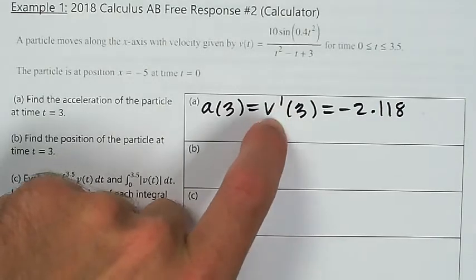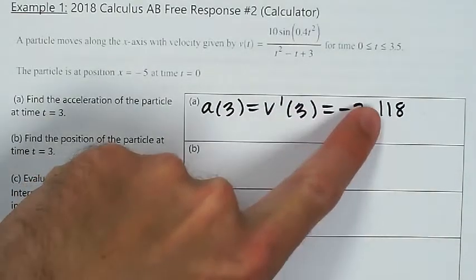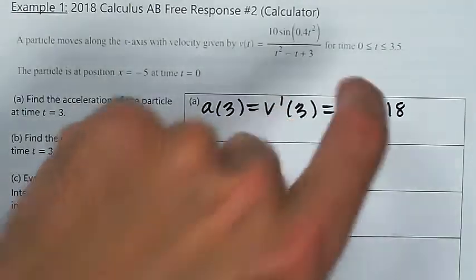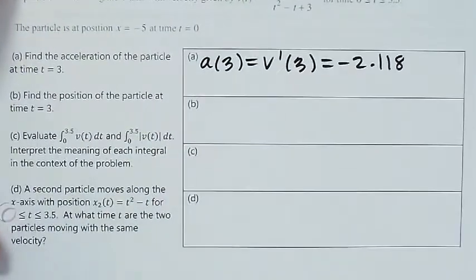And I just want to point out that here, this is a really important step. We're showing the reader that we are getting this number, we're obtaining it by taking a derivative of the given velocity function and plugging in 3. And that's important, right? We need to have that.